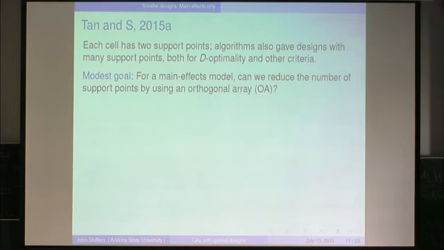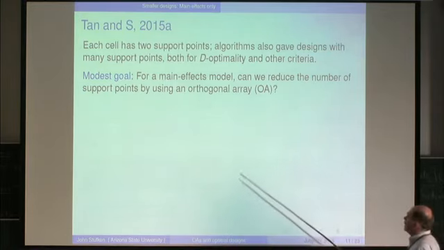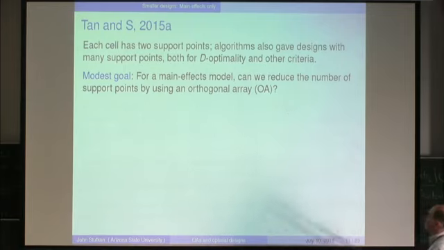So I wanted to ask my student, and it's a very modest goal, for a main effects model, can we reduce the number of support points by using an orthogonal array?